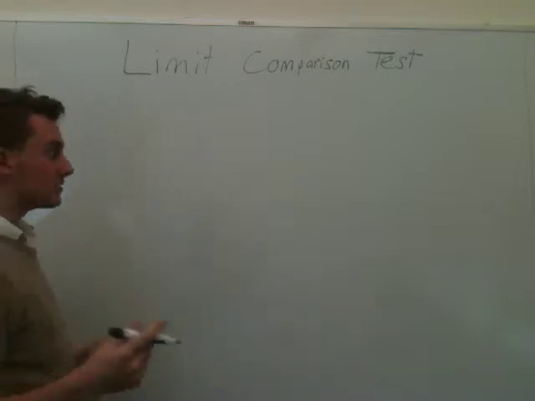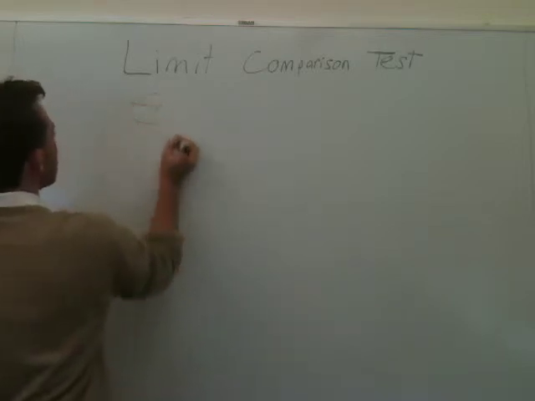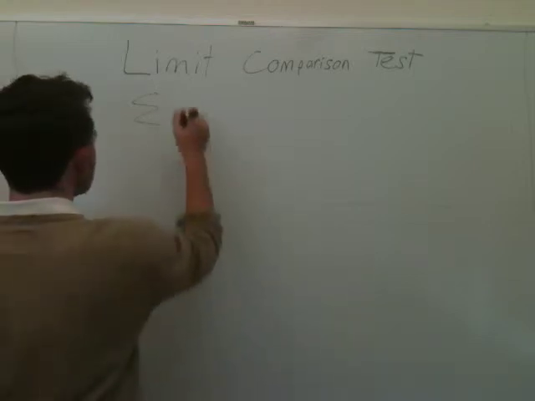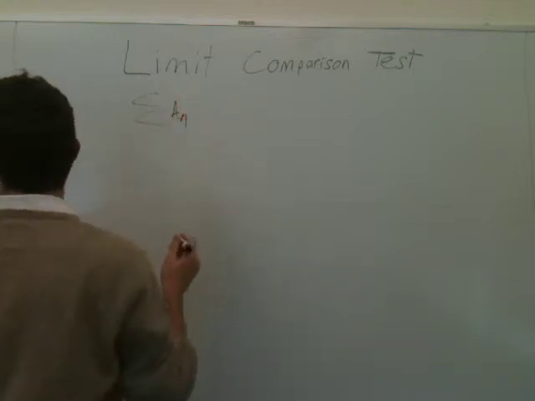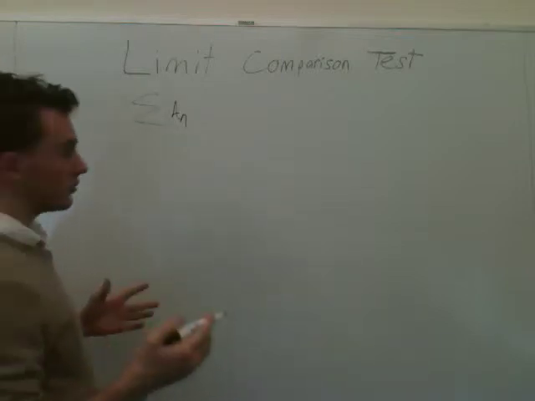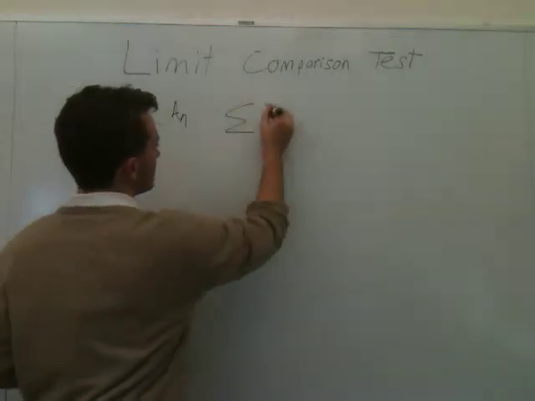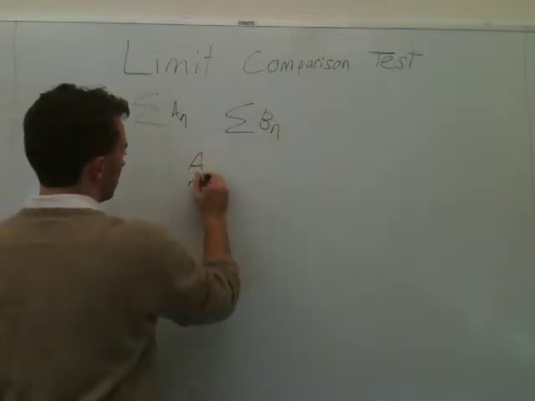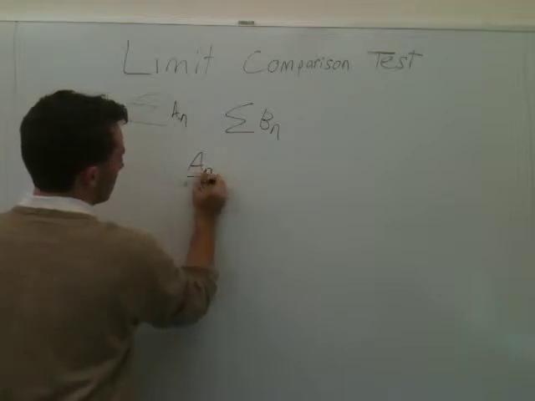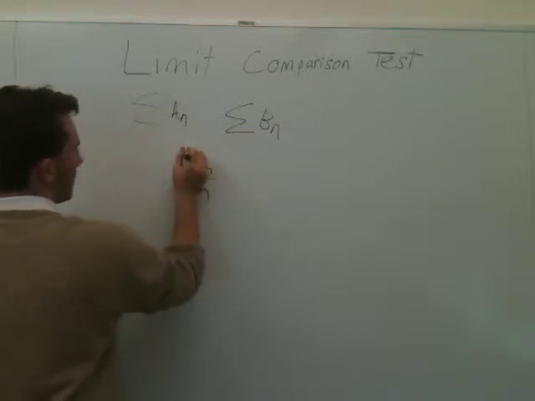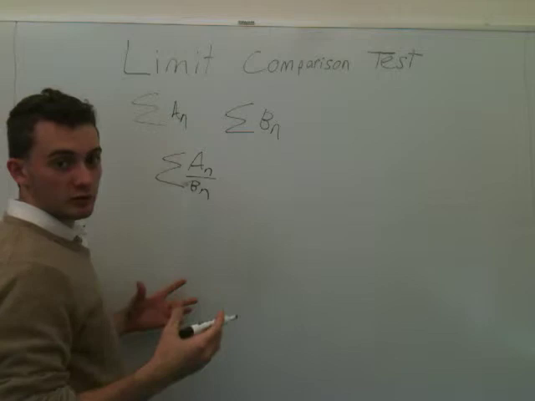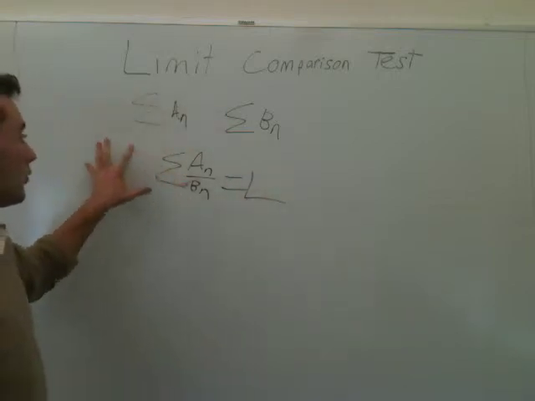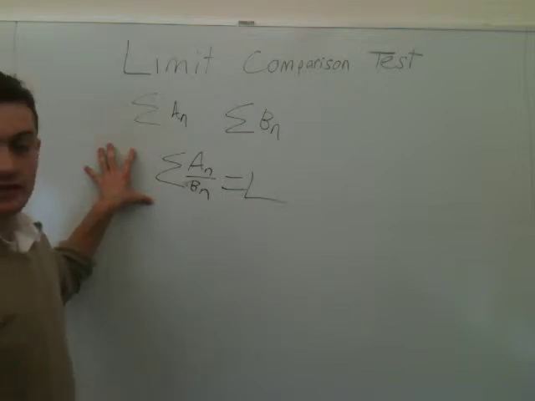The first two things you need is a series that you're trying to find, say a of n. You compare this to another series, such as b of n, by dividing them, which will create a value, L.